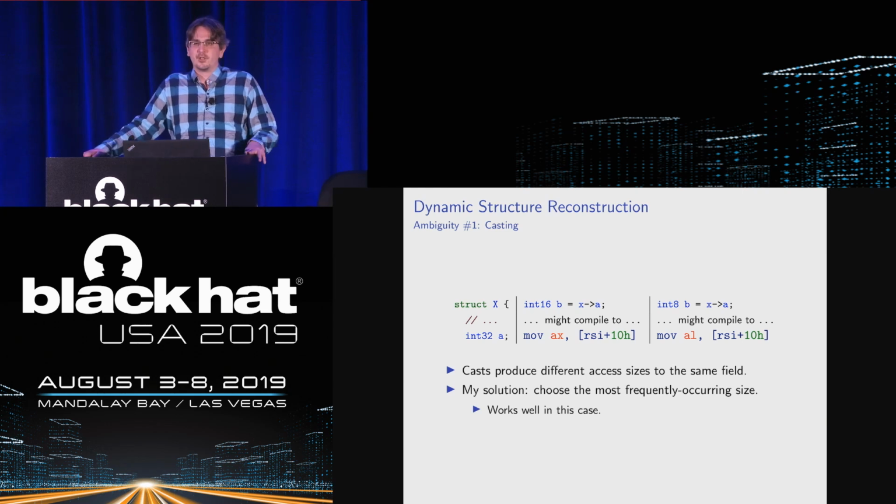So my solution to this and most of these related issues that we'll see is I just use the access data that we generated at runtime and then choose the configuration that agrees with the largest number of observed data points. And this turns out to work very well for most of these issues.